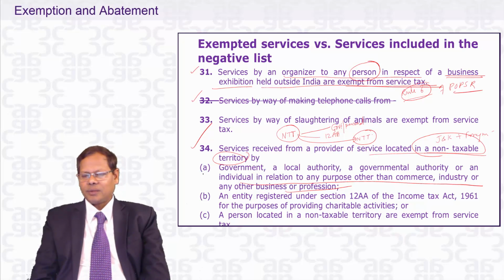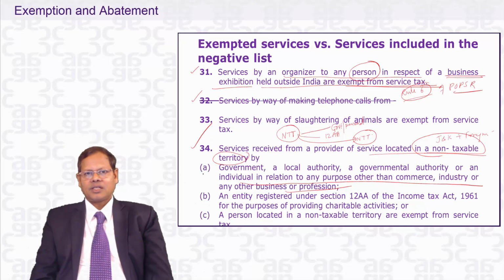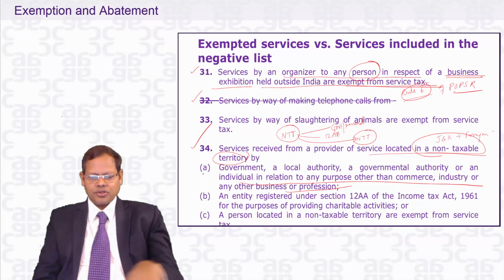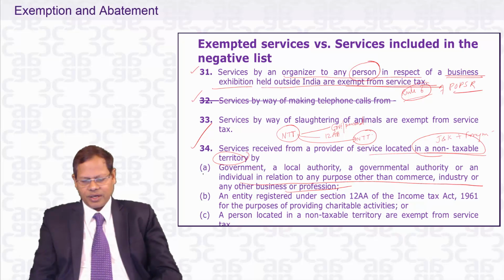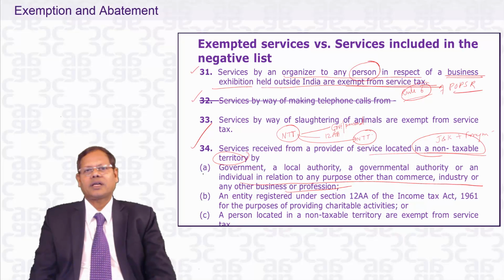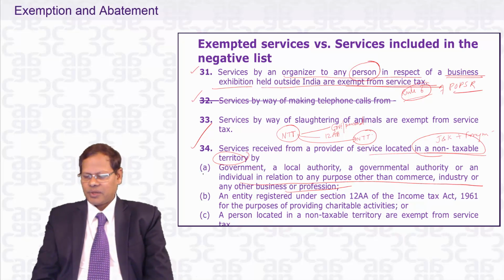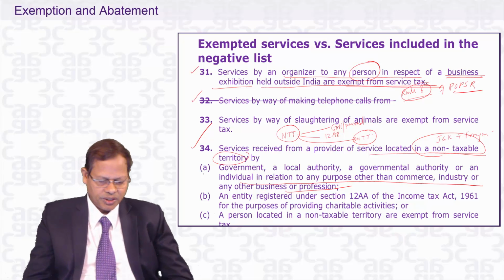But you look at the parties: the service provider is from Bangladesh, he is in non-taxable territory; the service receiver is in London, he is in non-taxable territory. Non-taxable territory to non-taxable territory. By virtue of this entry number 34, this becomes exempt. If provider and receiver both are in non-taxable territory, no service tax is payable. No matter. So, how important it is.